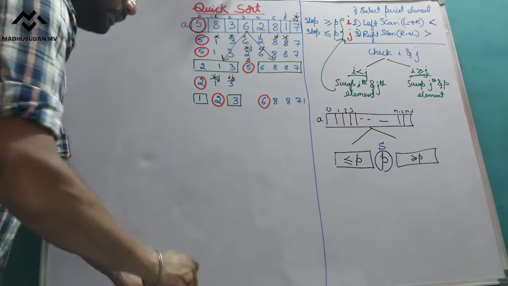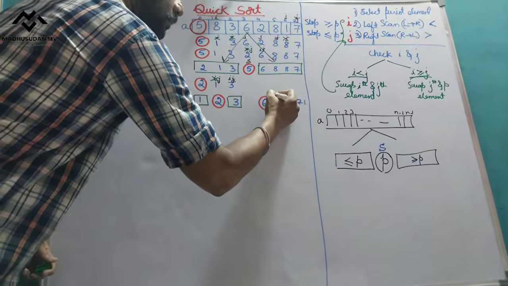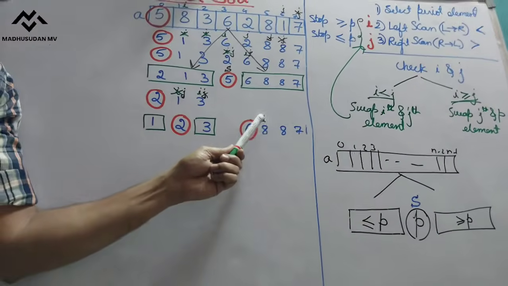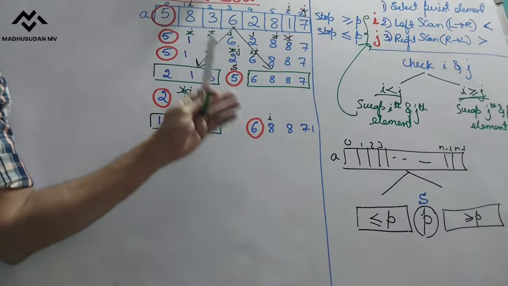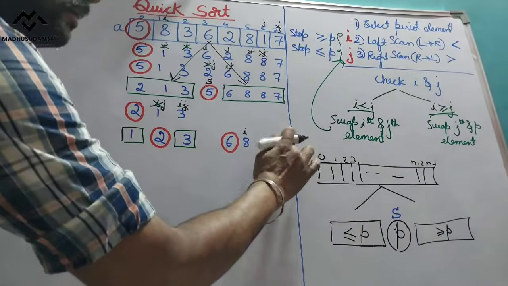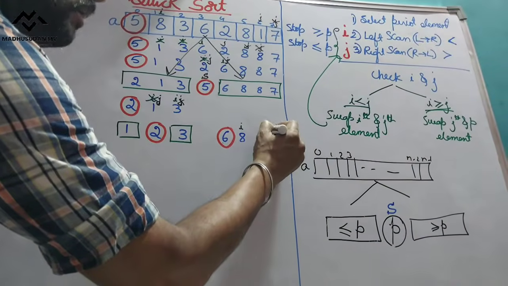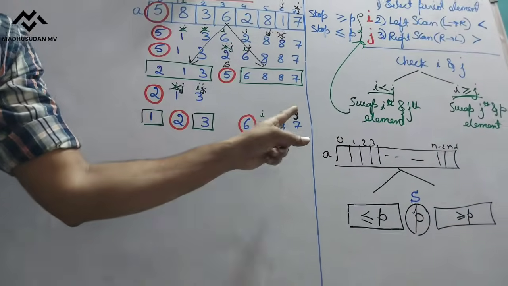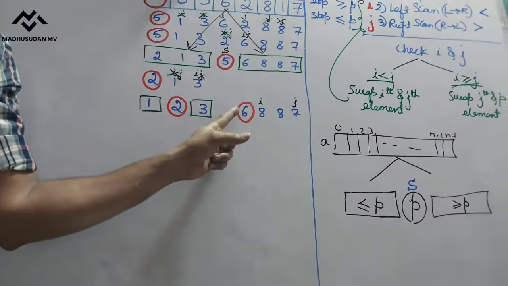After that, we start the left scan. From the next position of the pivot element, I will start the left scan. During left scan, we are looking for a lesser element. Is the ith element lesser than this? No, we stopped here only. After that, we started the right scan. The right scan starts from the last position. During right scan, we are looking for a greater element. Is the jth element greater than the pivot element?